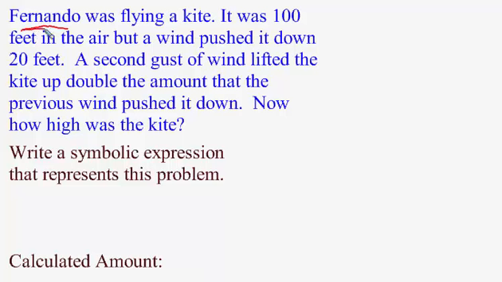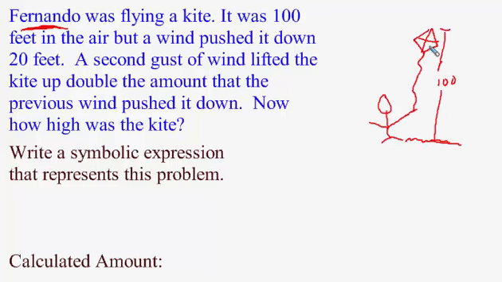In this problem we have Fernando flying a kite. It was 100 feet in the air. So here's Fernando, and here's his kite, and it is 100 feet above the ground. So let me write the number 100. It says, but a wind pushed it down 20 feet. So if it went down 20 feet, its new height would be not 100, but 100 minus 20.